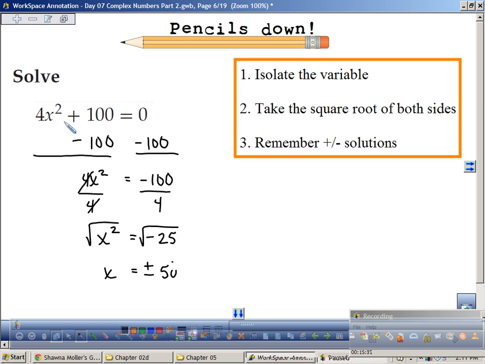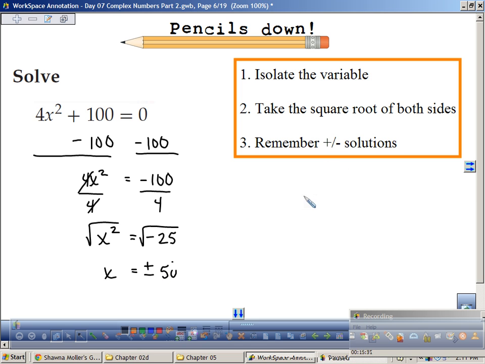If it was negative 100, you would have 2x plus 10, 2x minus 10. Correct? But it's not. Where did the plus or minus come from?